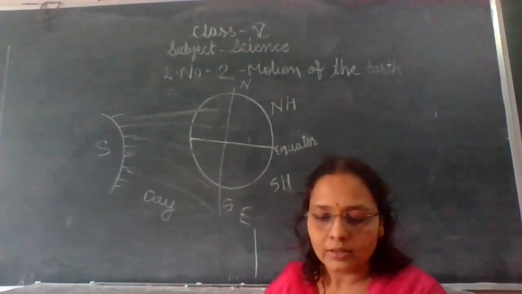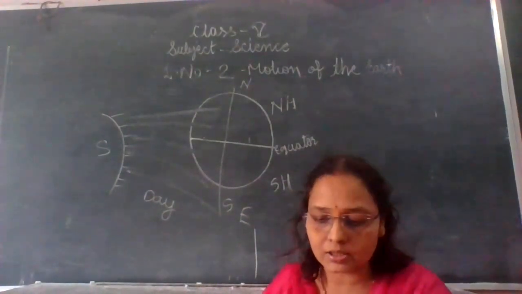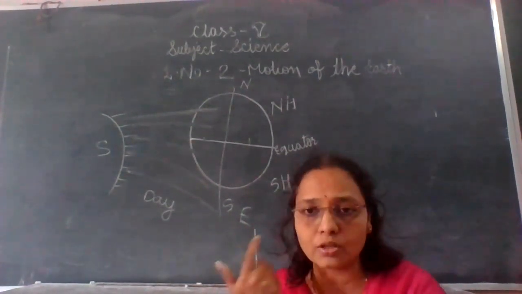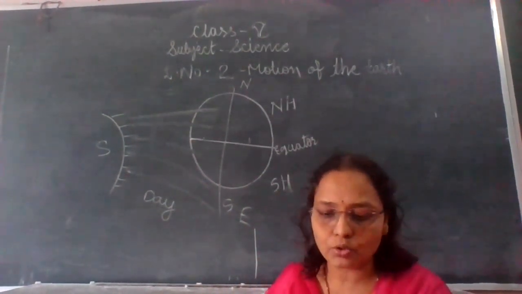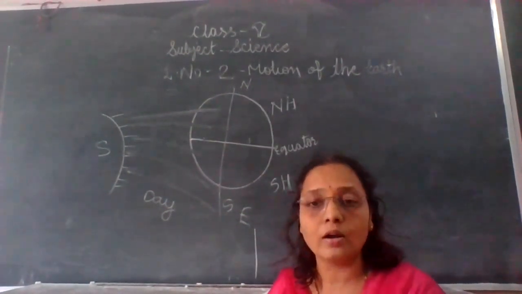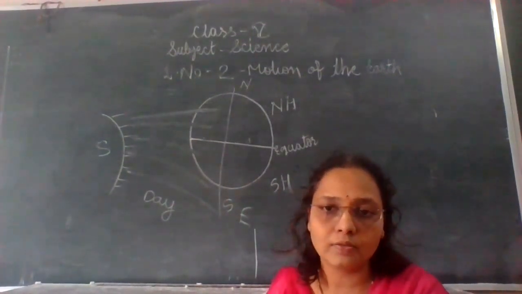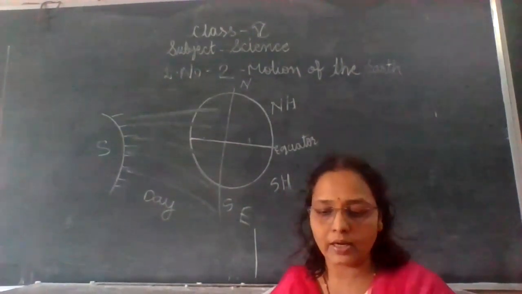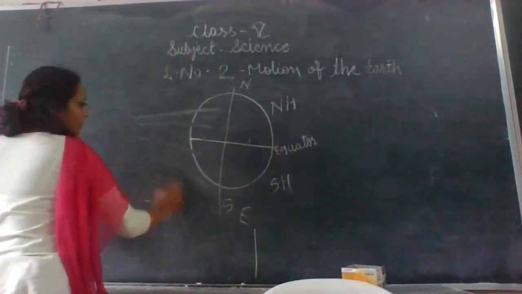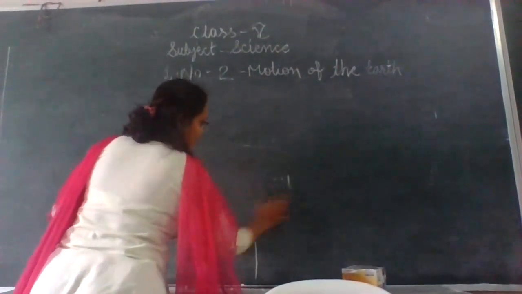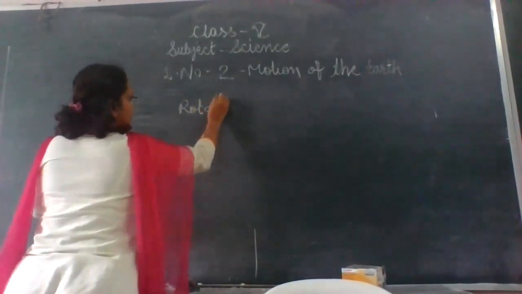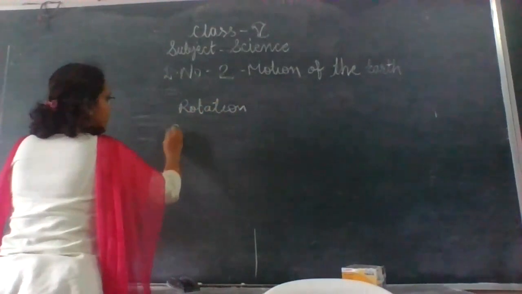Understood? Then, the period of time the earth takes to complete one revolution. You know the rotation and the revolution. The period of time to complete one revolution around the sun is called a revolution, meaning the earth takes 365 days to complete one revolution. These are the two motions, rotation and revolution.